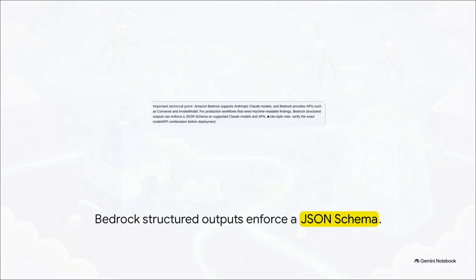To further lock things down, we rely heavily on Amazon Bedrock's structured outputs. Look, for a security workflow, relying on free-form AI prose is just way too fragile. Downstream systems need predictability. By enforcing a JSON schema, we ensure the AI returns its findings in a strict, predictable format, giving us severity, ID, the evidence list, and its rationale every single time.